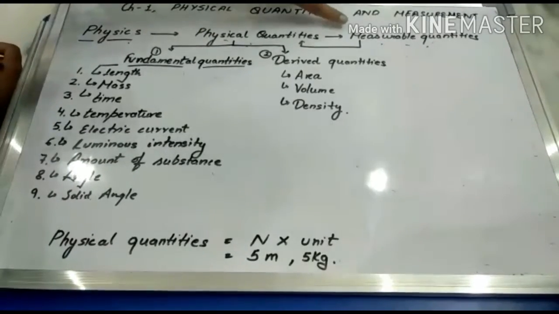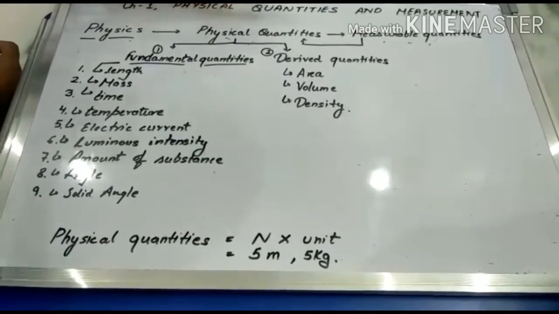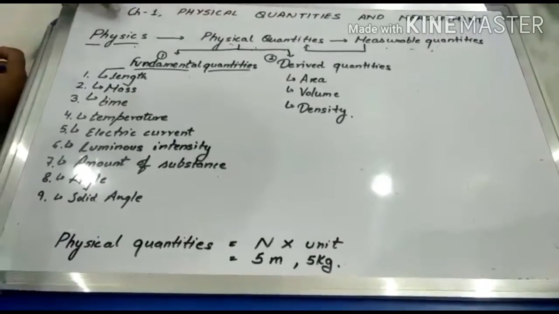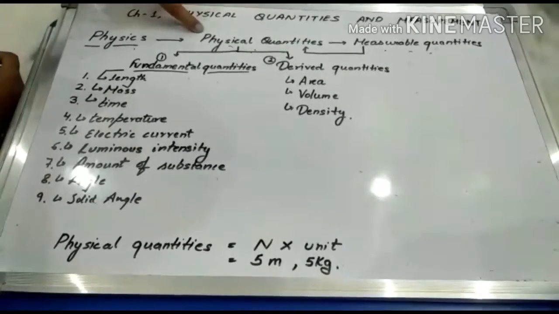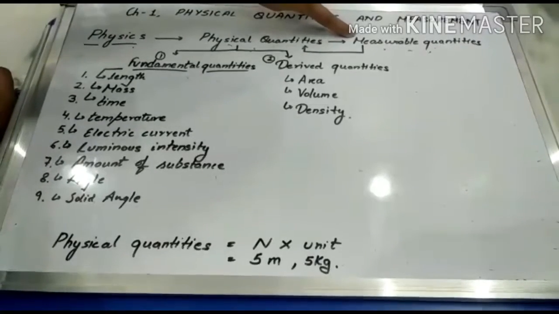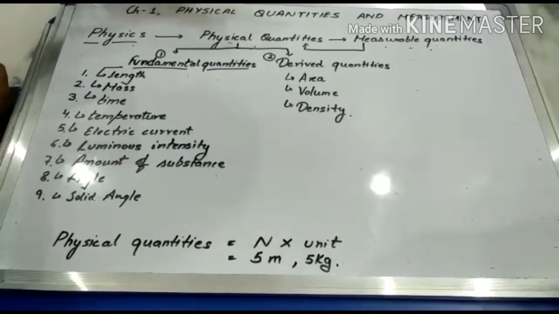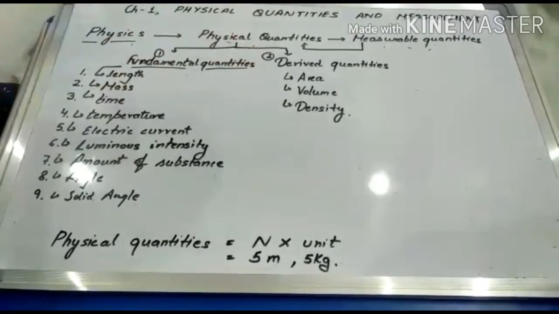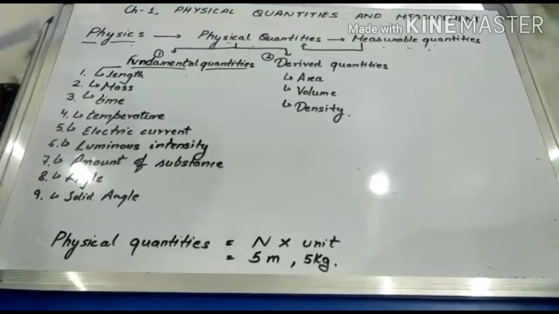All those quantities which you can measure are known as physical quantities. So all measurable quantities are physical quantities, and physics is a subject which deals with physical quantities. Quantities which you cannot measure are not physical quantities. Now, physical quantities get divided into two parts. What are they? Fundamental quantity and derived quantity.